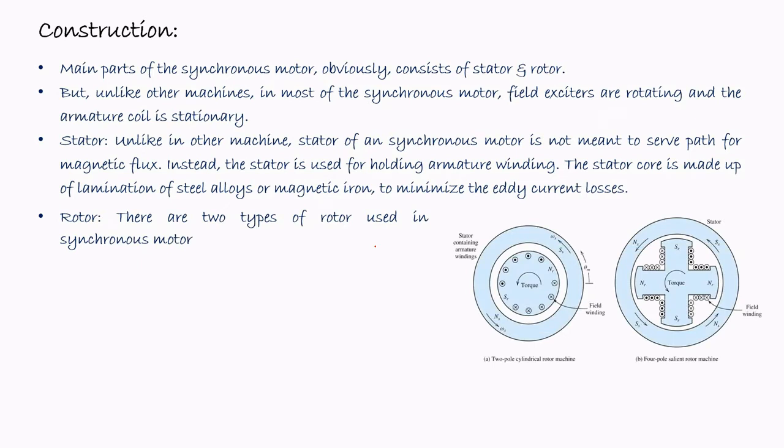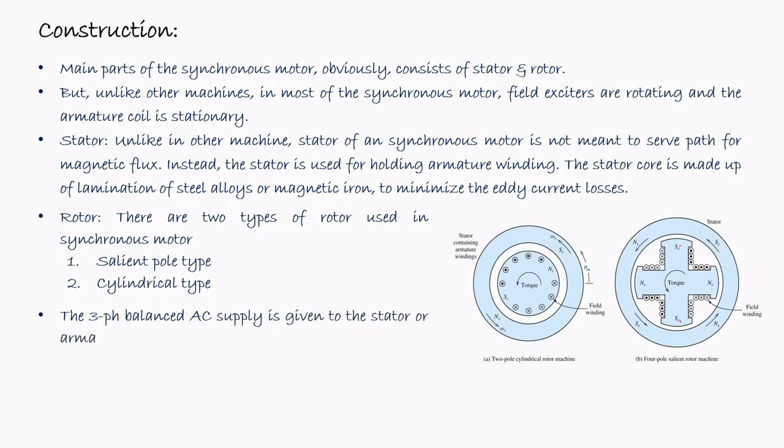There are two types of rotor used in synchronous motors, like the synchronous generator we have already discussed. These are the salient pole and the non-salient pole or cylindrical type. In this figure, the first one is the cylindrical type or non-salient type rotor. Here the air gap between the stator and rotor is uniform. And the second figure is the four-pole salient type rotor. These are the poles of the rotor. And here we can see that the air gap between the stator and the rotor is not uniform.